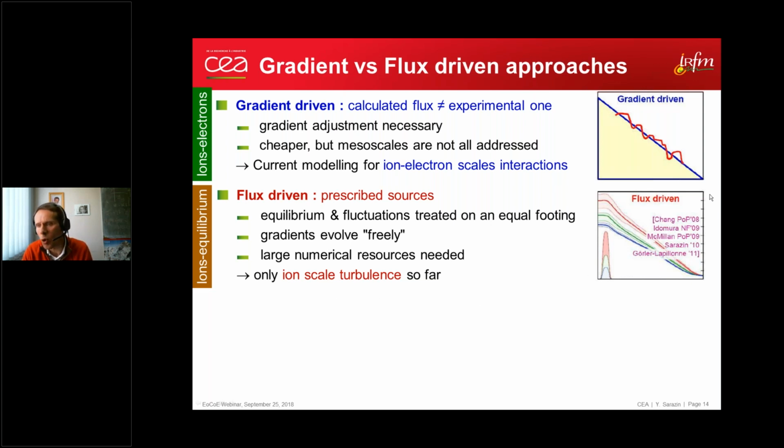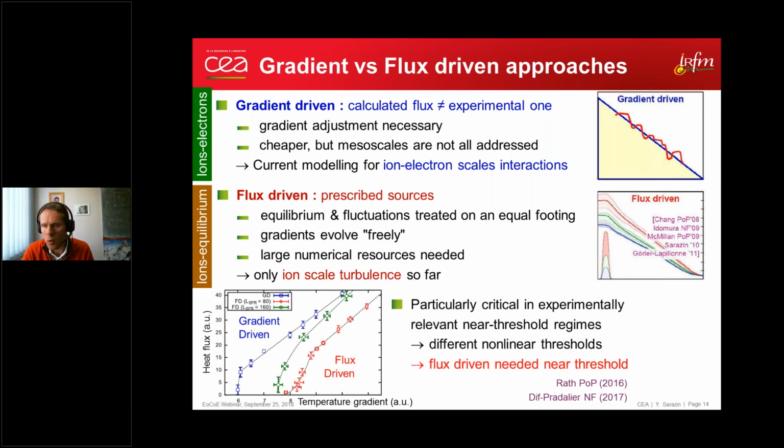So far, we are not able to run flux-driven regimes by coupling the equilibrium, the ion, and the electron scale. So we have to make some simplified assumption regarding the electron scale. What is important to notice is that recently several papers pointed out that it's critical to take into account this interaction between the equilibrium scale and the ion scale for ion scale turbulence, especially close to the threshold.